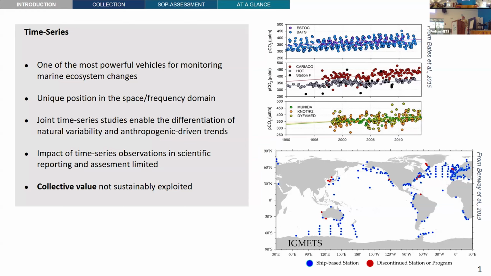The second thing is highlighted by the map shown by Ignace, where you'll hear more from him tomorrow, I think. You can see all these blue dots representing active ship-based time series stations around the globe. And you can imagine that for a single research team to collect all these data from all these different stations, every time and time again you do another joint time series study, it's just too many, so it's not scalable. So scalability becomes an issue. And that's why we think the collective value of this community is not sustainably exploited.